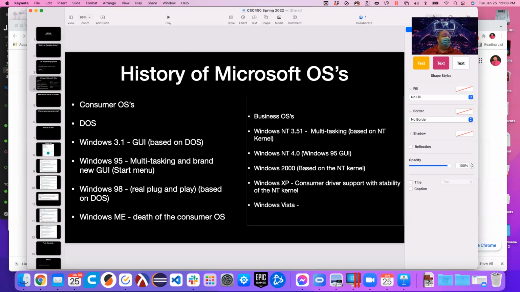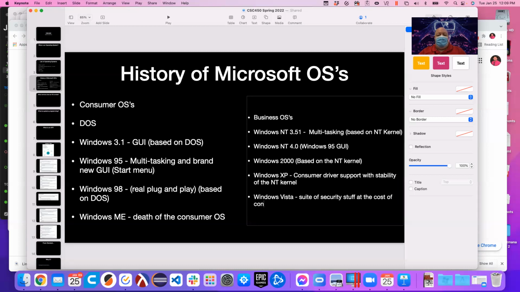So what did Vista bring to the table? Okay. Yeah, we'll talk about it. Think of Unix and Linux as the same thing. Yeah, Linux is the open source version of Unix. So Windows Vista brought a suite of security stuff at the cost of convenience.